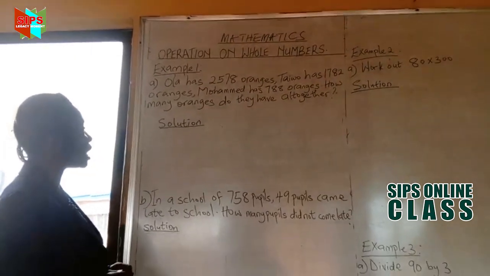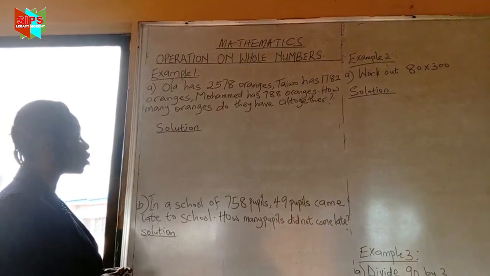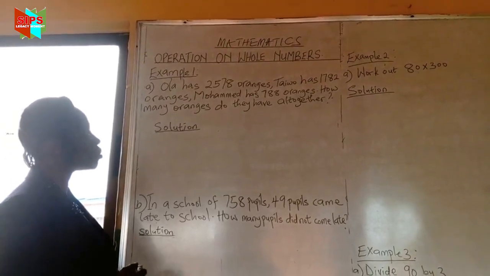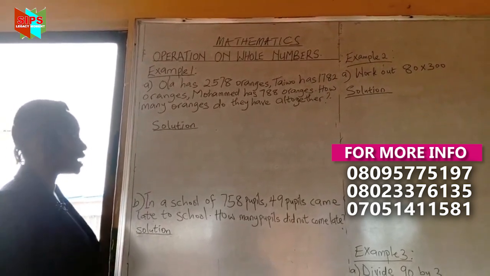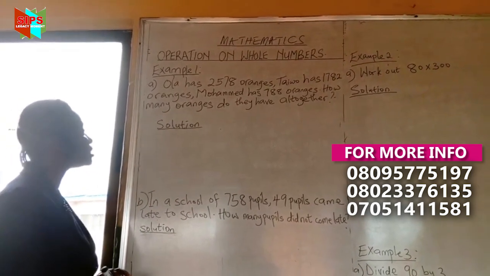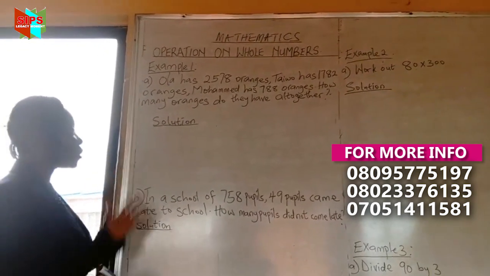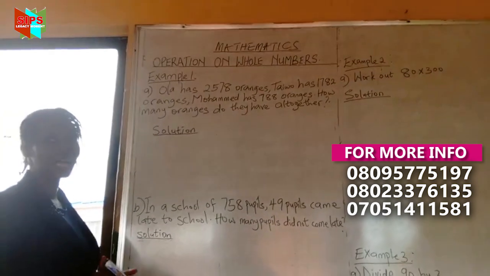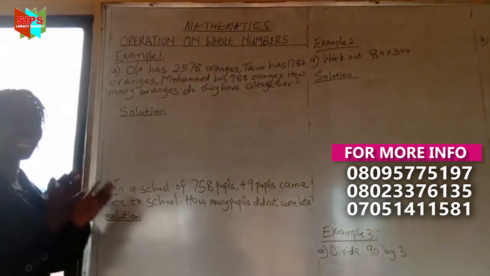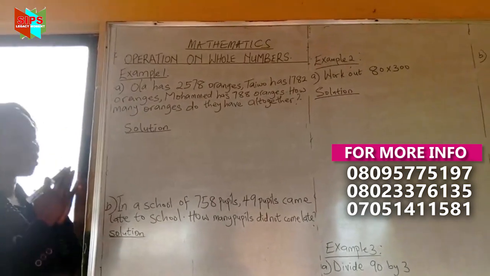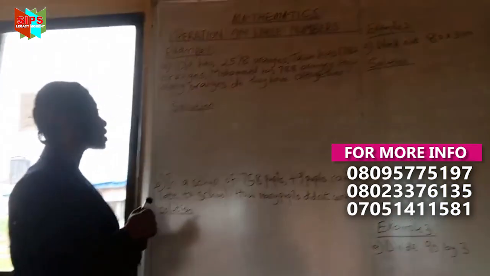Ola has 2,578 oranges. Taiwo has 1,782 oranges. Mohammed has 788 oranges. How many oranges do they have all together? When you are solving a problem on all together, you should know that that is on addition, right? All together means add up, sum up. So we are going to be adding all these figures together to get our answer.